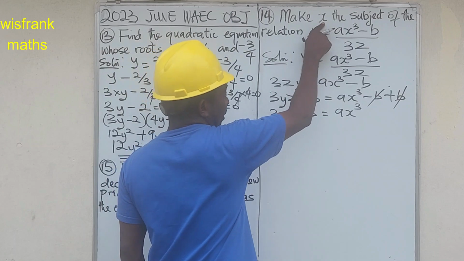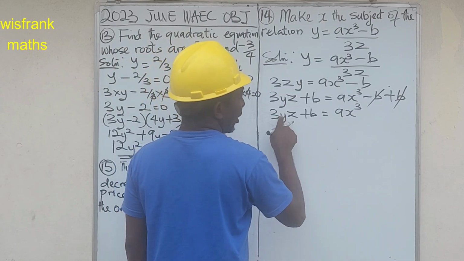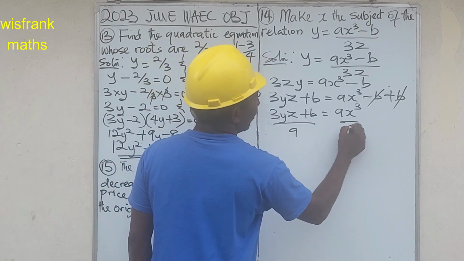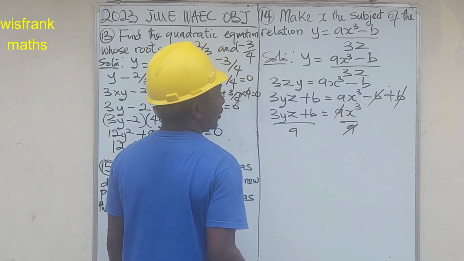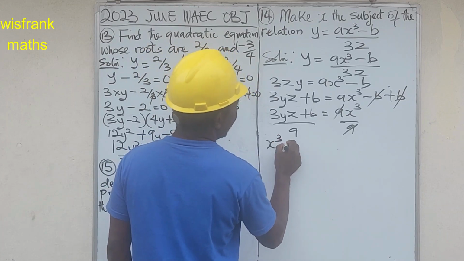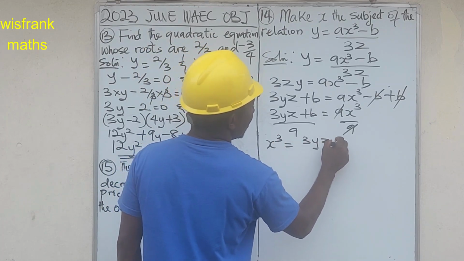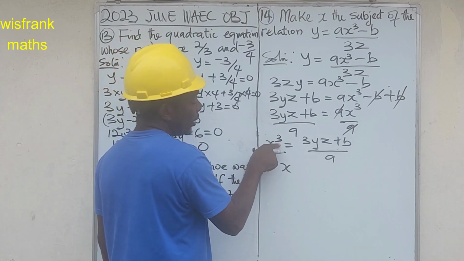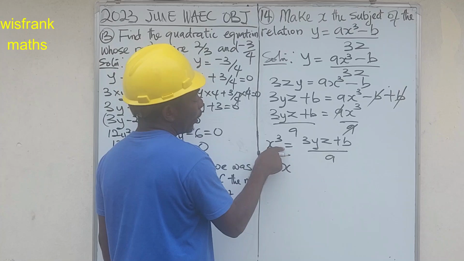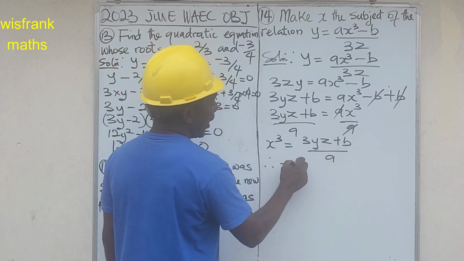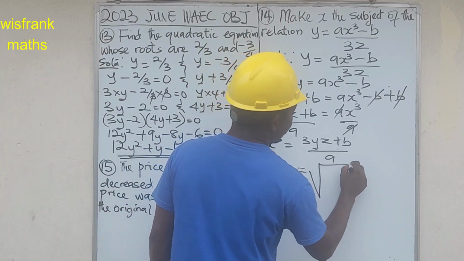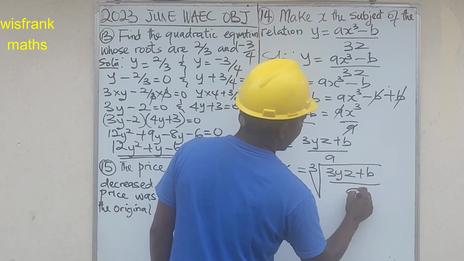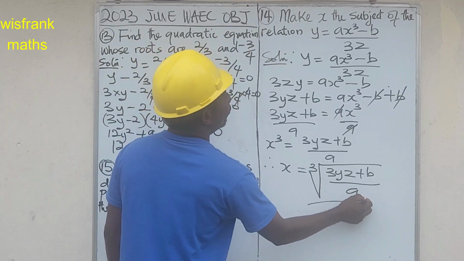For us to make x the subject of the expression, we have to divide both sides by a. So we divide by a and we divide by a. A cancels here and a cancels here. So we are now left with x cubed equals 3yz plus b all over a. Therefore, for us to clear this power, we have to take the cube root of both sides. So our x will be equal to the cube root of 3yz plus b all over a. So this is the solution of this question.